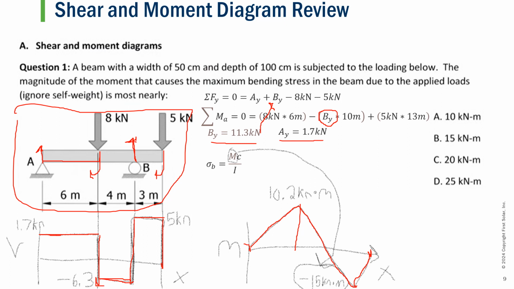And then looking at our moment diagram, we know that either this peak or this peak is the max moment the member will experience. And we see that obviously a magnitude of 15 is greater than 10.2. And then looking at our bending stress equation, it is directly proportional to the moment. So we know that this higher value of 15 kilonewton meters will result in a greater bending stress than our 10.2.